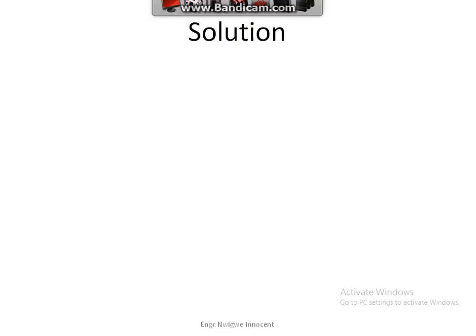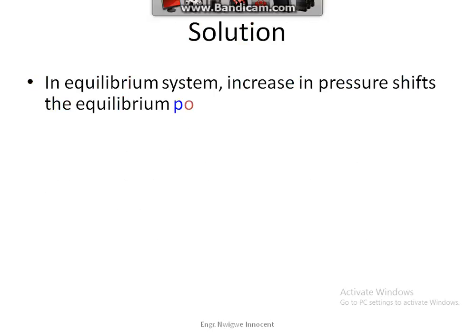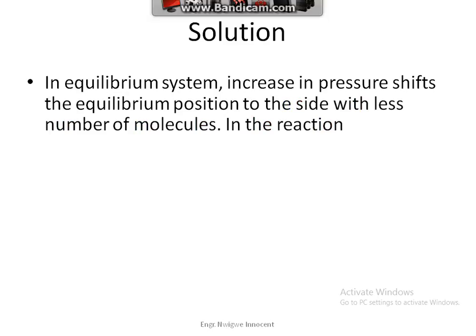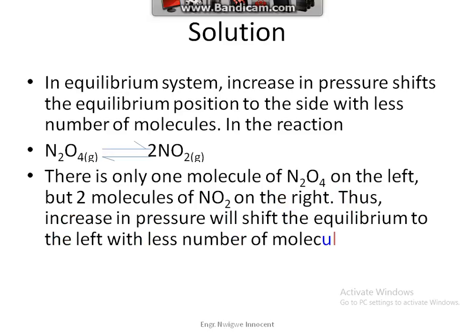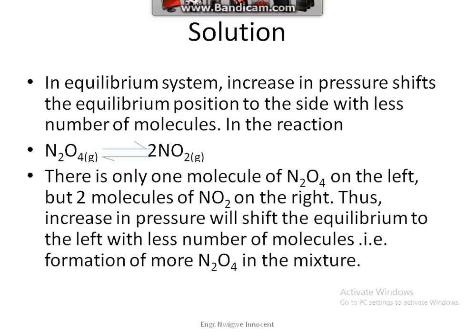Solution. In an equilibrium system, increase in pressure shifts the equilibrium position to the side with less number of molecules. In the reaction N2O4 gas in equilibrium with 2NO2 gas, there is only 1 molecule of N2O4 on the left, but 2 molecules of NO2 on the right. Thus, increase in pressure will shift the equilibrium to the left with less number of molecules, that is the formation of more N2O4 in the mixture. Answer is D.